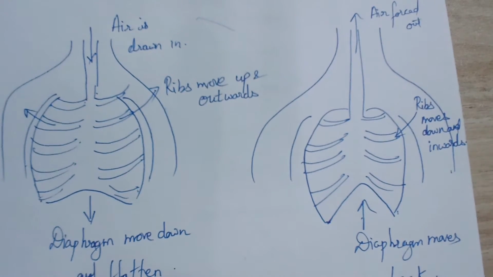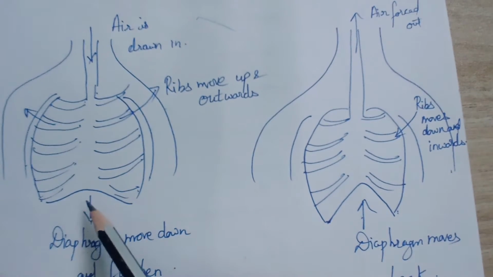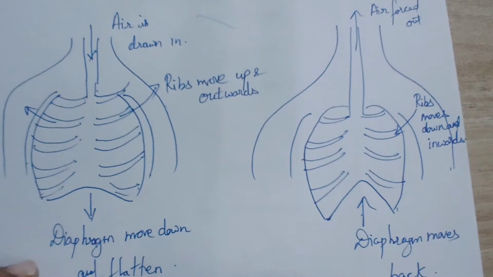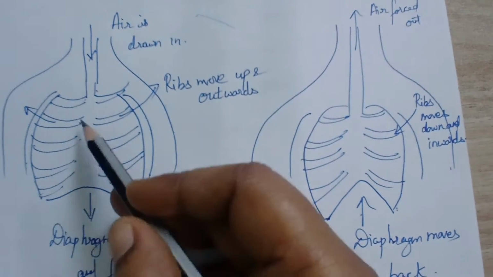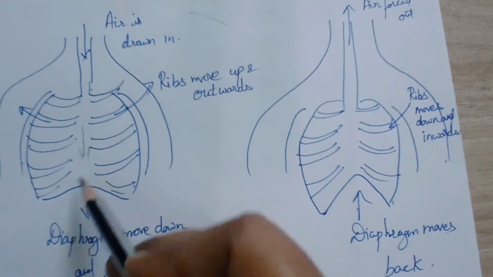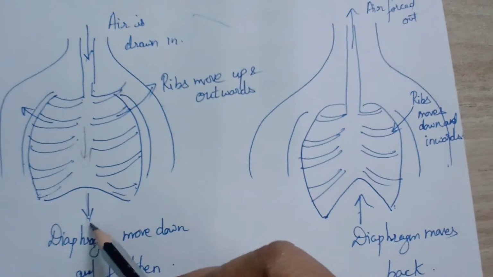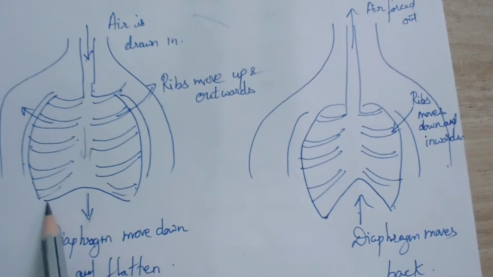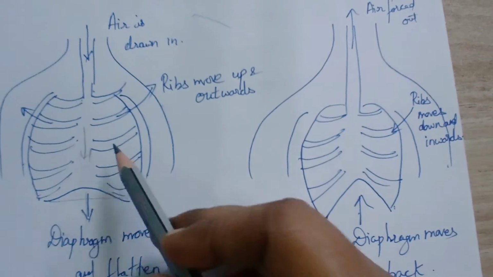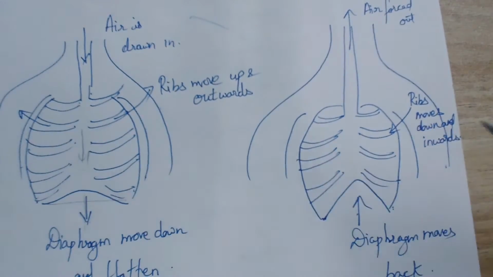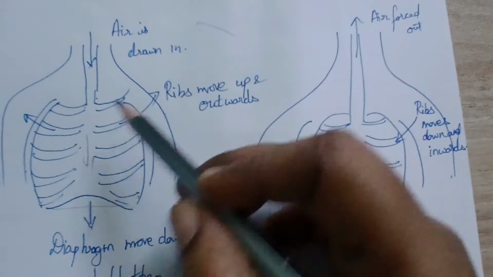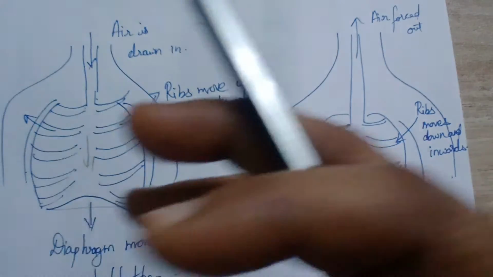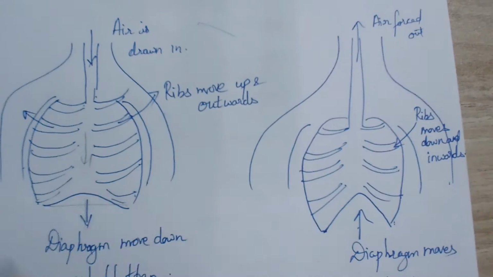So when the air is drawn inside, what will happen? The diaphragm will move down and become flattened. When air enters, the diaphragm moves down and becomes flat, and the ribs move slightly upward and outwards. That means the chest is expanding while air enters.